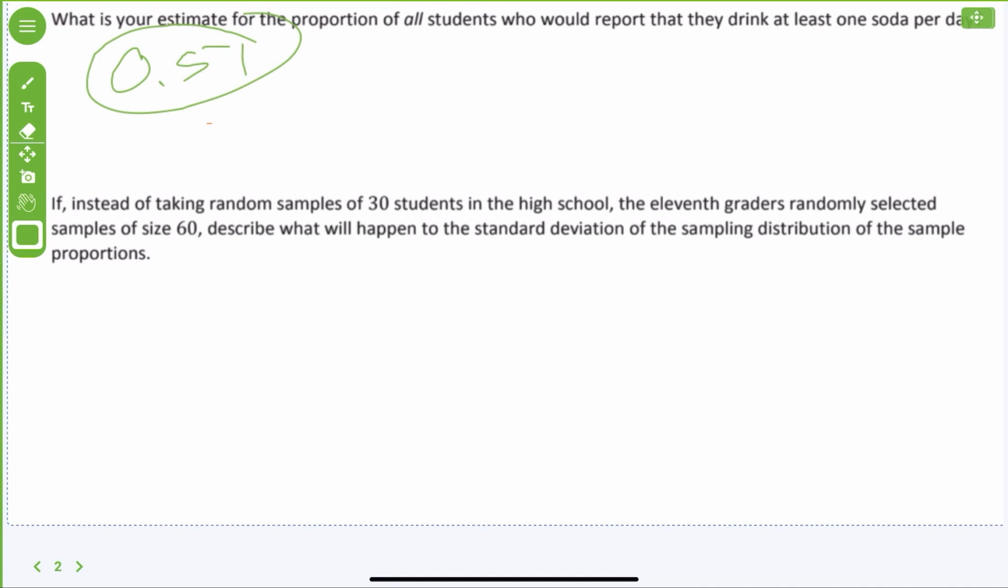Okay? Now, number 3 says, if instead of taking a random sample of 30 students in the high school, the 11th graders randomly selected samples of size 60. Describe what will happen to the standard deviation of the sampling distribution of the sample proportions. Okay? So, instead of doing 30 students, we're going to pull 60 students each time. So, what's going to happen to the standard deviation?